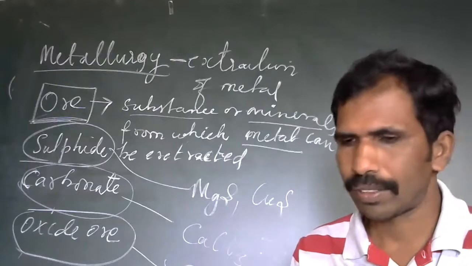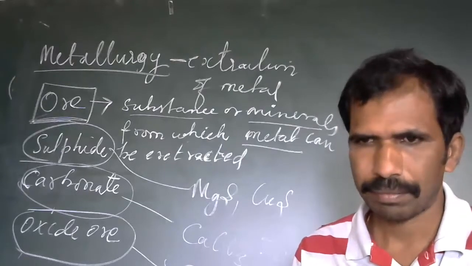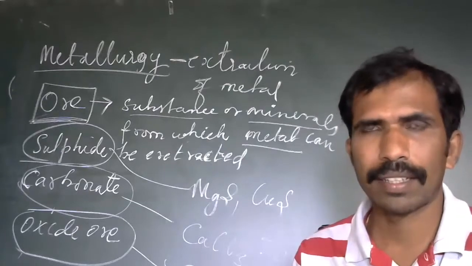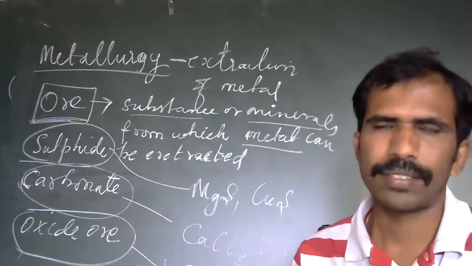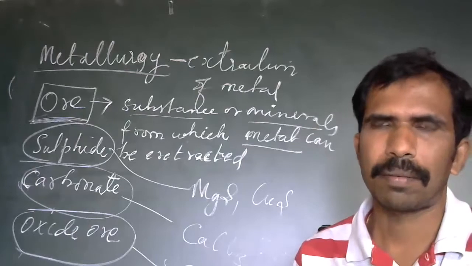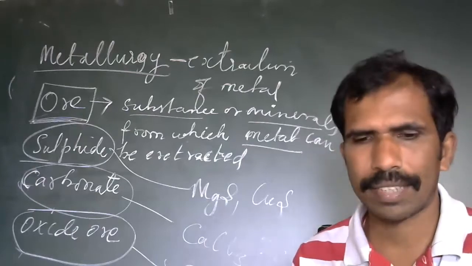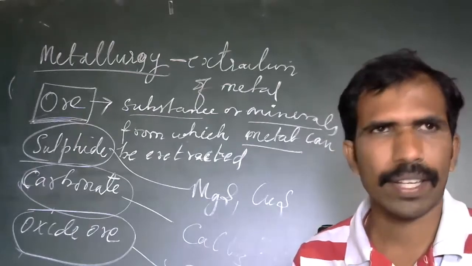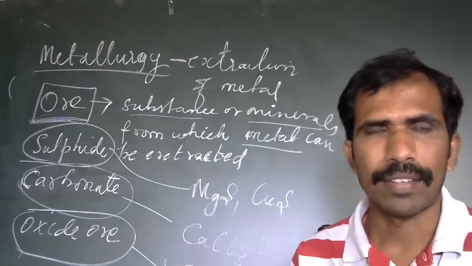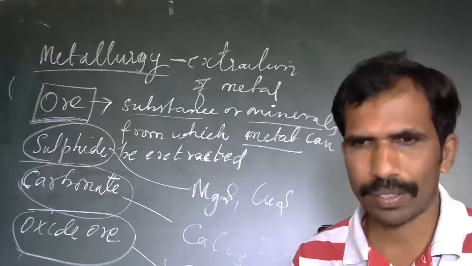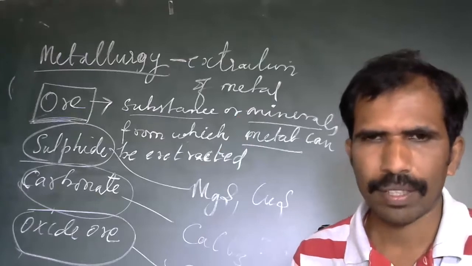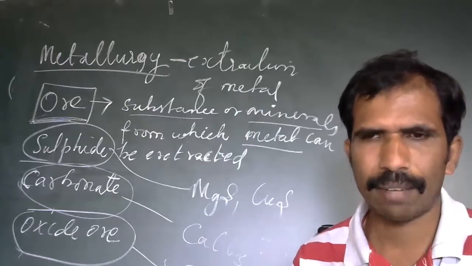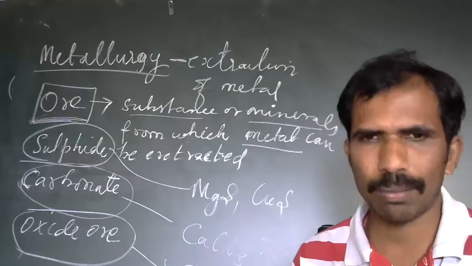So before going to the next part of the lesson, we have to know something about some of the terminologies, like gangue, or we call it matrix. The unwanted impurities which are present in an ore are called gangue or matrix. That has to be removed.